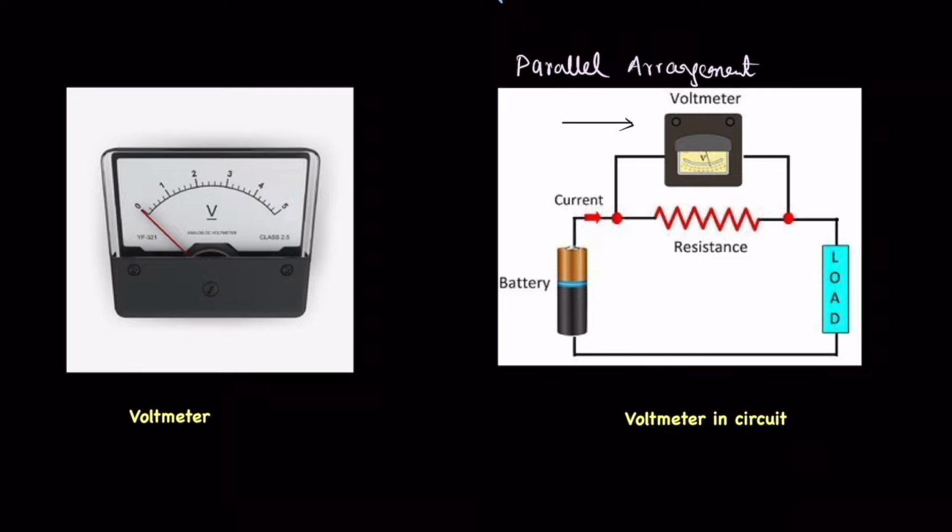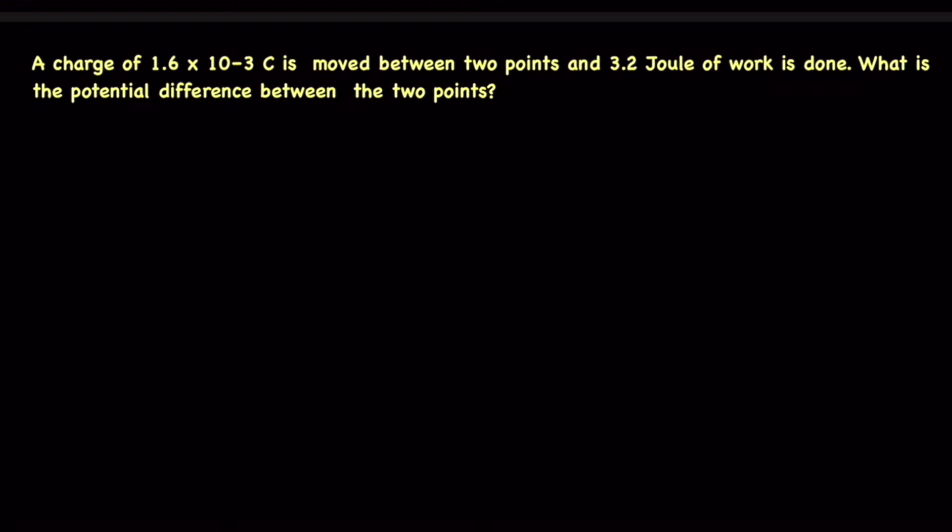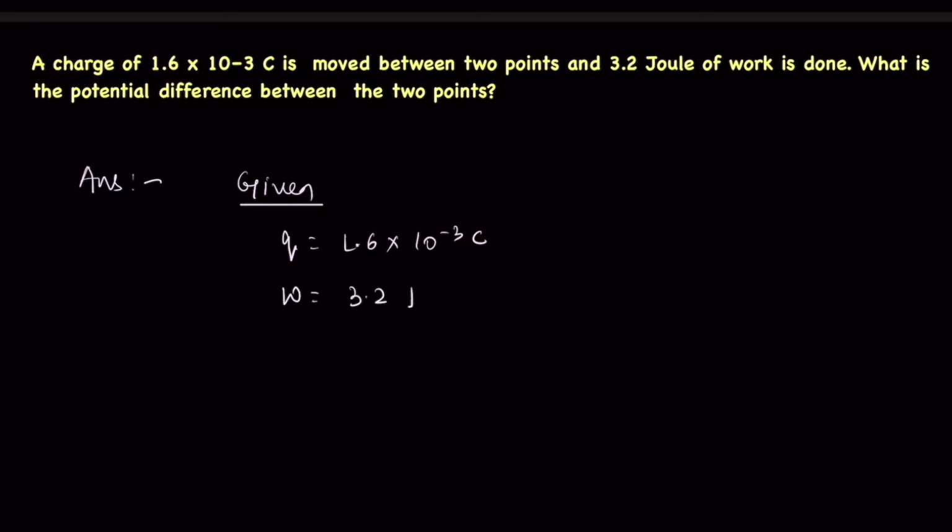Now we will solve a few questions based on this electric potential and potential difference concept. Here is one question. It is mentioned that a charge of 1.6 × 10^-3 coulomb is moved between two points and 3.2 joule of work is done. What is the potential difference between the two points? In the question, the test charge value is 1.6 × 10^-3 coulomb and the work done is 3.2 joule. We need to find the potential difference.